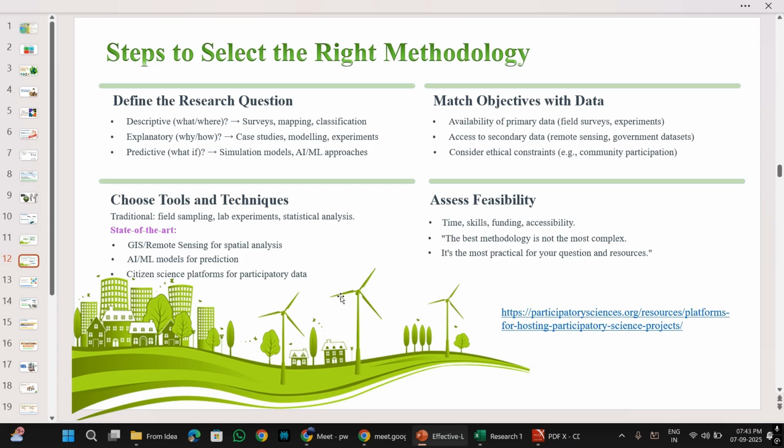Often this research question has to be tied to objectives. So yet again, the objectives, right? Match objectives with data. If you have already set your objective, your research question is ready. Now you have to match your objectives with the data. You have to see whether the data that you require is already available, or whether you will have to derive it, whether you will have to produce your own data.